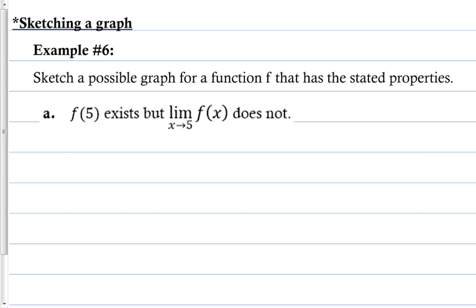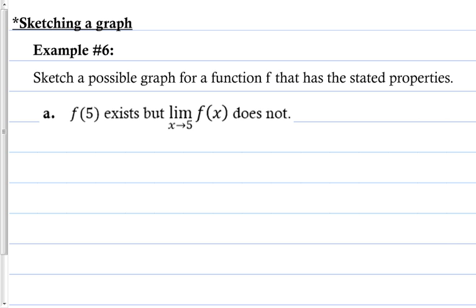The last example involves sketching, and when I say sketch, it means not Pablo Picasso. Try your best to make these sketches at least clean enough so I can understand them. So sketch a possible graph for a function f that has the stated properties. So there's 3, so I'm going to graph 3 times. I'm going to go ahead and draw the axes.